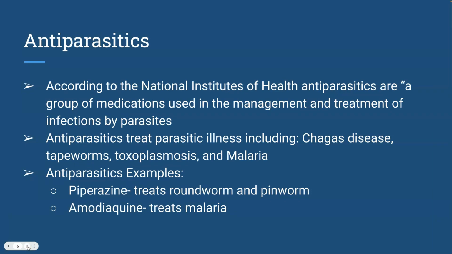According to the National Institute of Health, antiparasitics are a group of medications used in the management and treatment of infections by parasites. Antiparasitic illnesses include Chagas disease, tapeworms, toxoplasmosis, and malaria. Some antiparasitics examples are piperazine, which treats roundworm and pinworm, and amodiquine, which treats malaria.